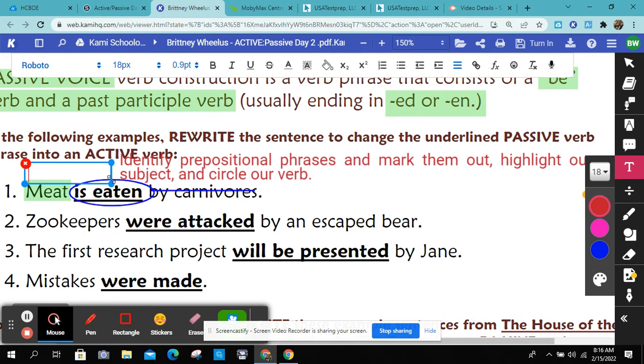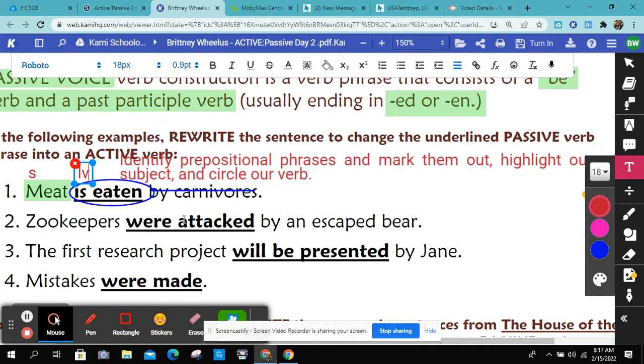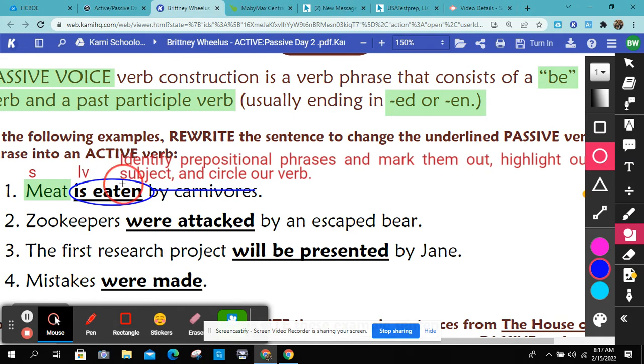The way this is written right now, this is my subject. Do I have a linking verb here? Am, is, are, was, were. Do I have a linking verb here? Yes. Is. Okay. Now, does my verb end in ed or en? Yes. So this is how we know for a fact that this is a passive verb.